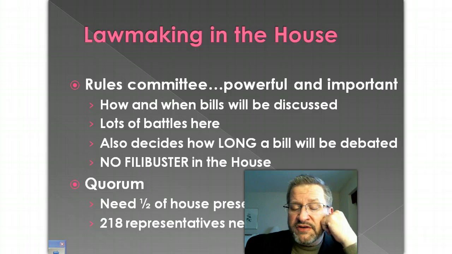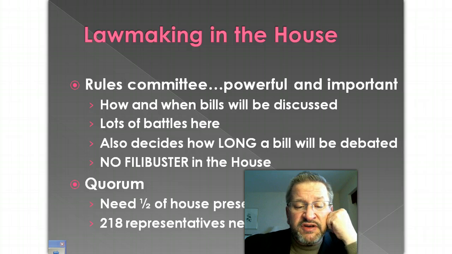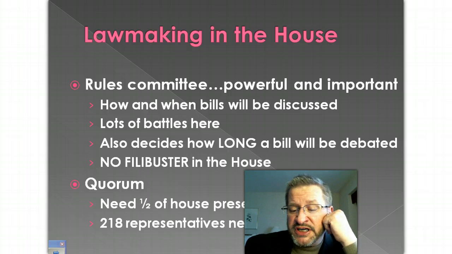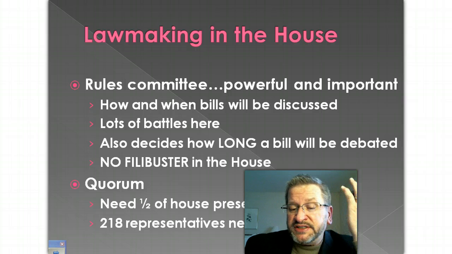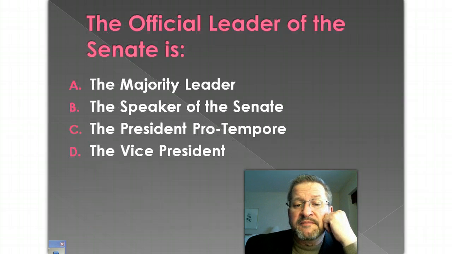Now, whenever you try to pass a bill, you need a quorum, which simply means you need to have half of that chamber of Congress present to do business. No sense in having a vote if you don't have enough people there to pass it, even if everybody votes for it. So a minimum of 218 representatives need to be present. 218 of 435 is half.